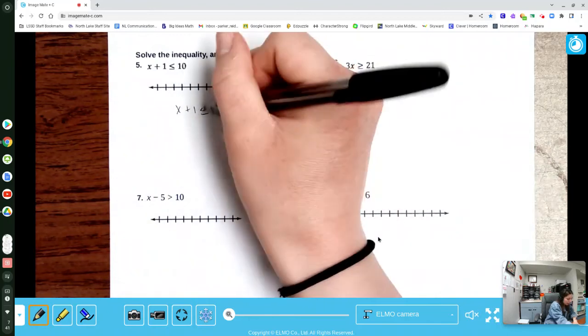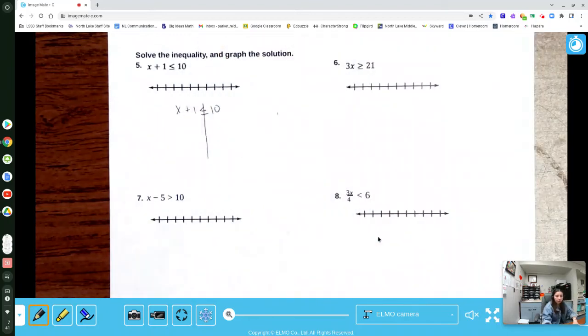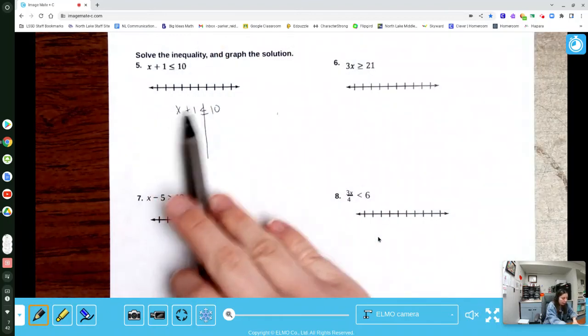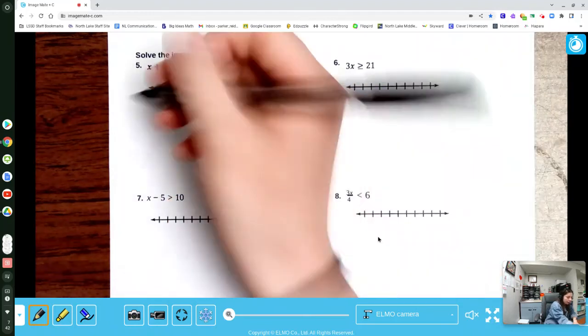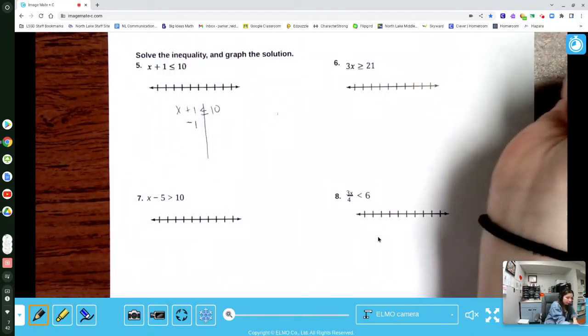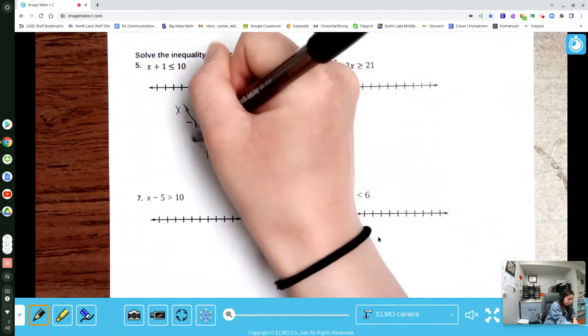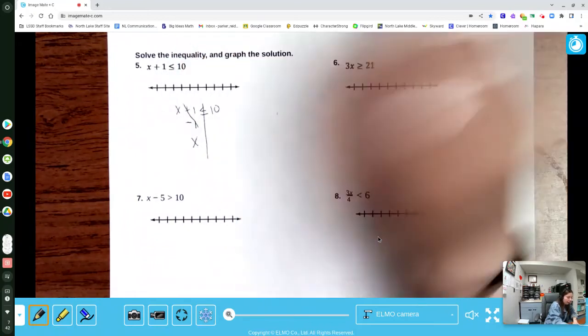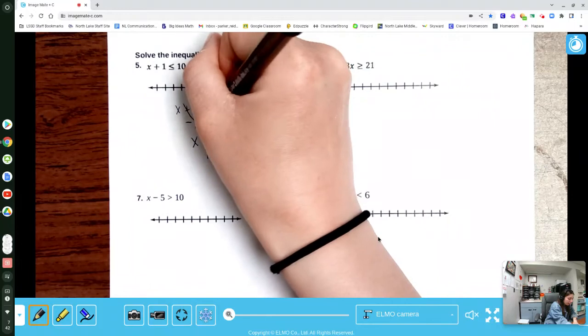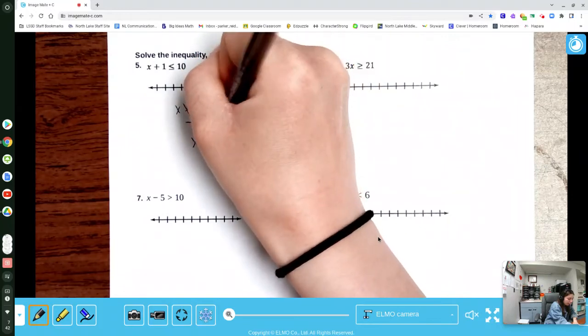To solve the inequality, I'm going to draw a line through my inequality symbol. I only want the variable over here, not the other stuff. So how do I undo plus 1? I do the opposite. I subtract 1. Plus 1 minus 1 undo each other, leaving only x behind. And because I subtracted 1 here, I need to do the same on the other side. 10 minus 1 is 9.